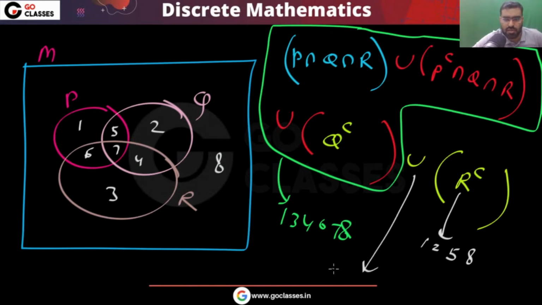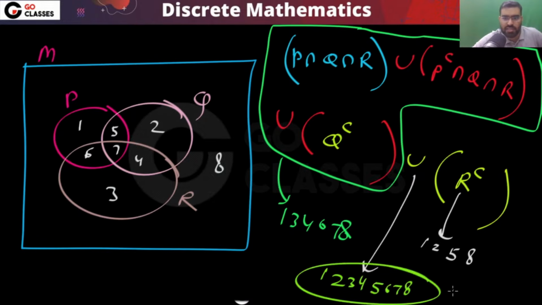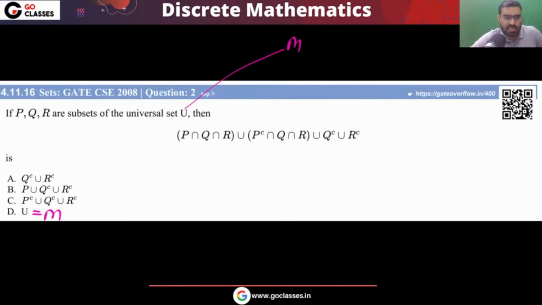Finally, ultimately this union, what area is it giving me? This is giving me 1, 2, 3, 4, 5, 6, 7, 8. So I got everything. That is the universal set, right? Yes or no? So ultimately I got the universal set. So the answer will be option D. So this is a very simple method. Please tell me, did you like this method? Let me know.